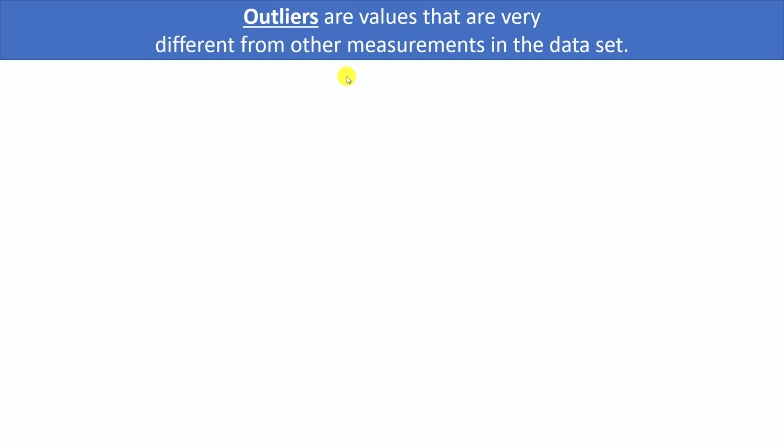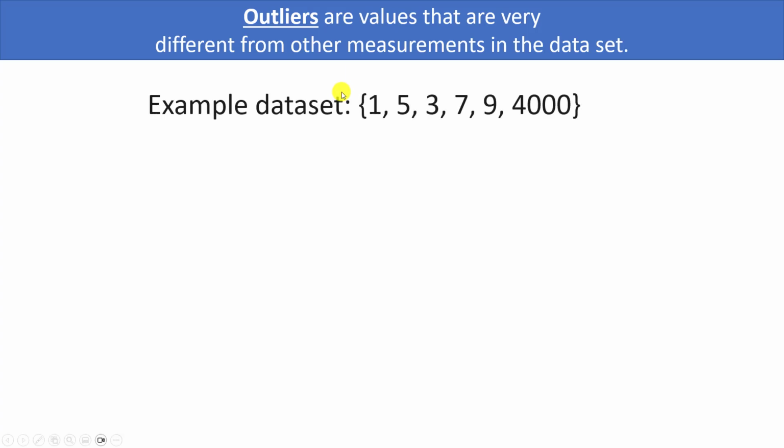So if you have a whole bunch of numbers in your data set, and a couple of them are quite a bit bigger or quite a bit smaller than the rest, then you may consider those values to be outliers. Here's a quick example. You have a data set with the numbers 1, 5, 3, 7, 9, and then 4,000, right? Which of these does not belong? It's kind of like the elementary type question that would be asked, right?